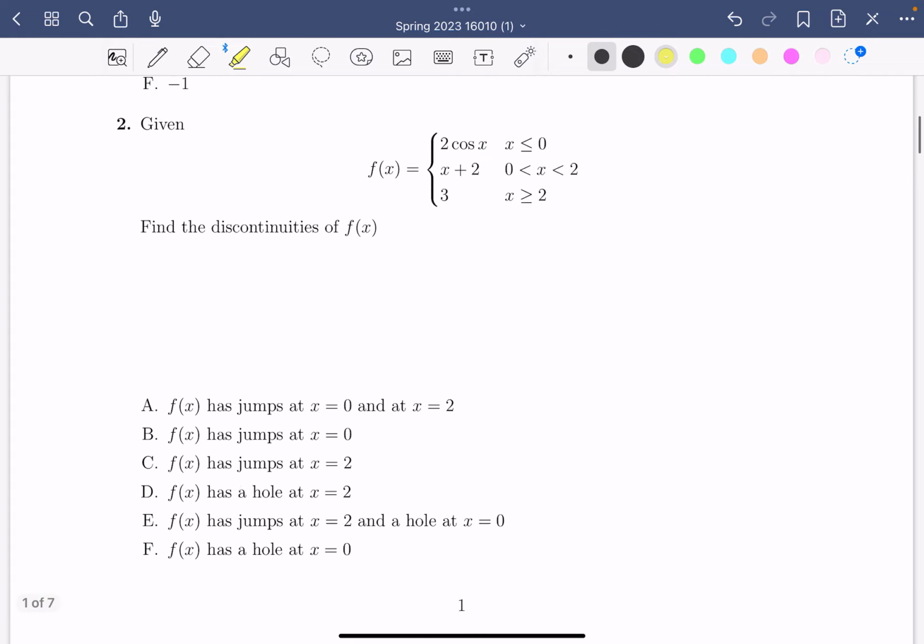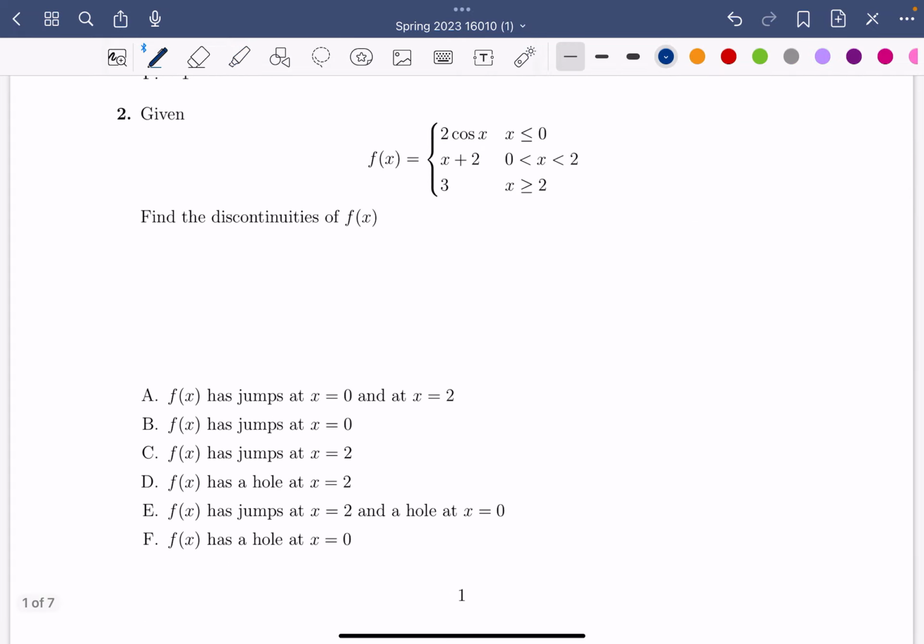Now for question 2. Given the system of equations, find the discontinuities of f of x. For discontinuities, we are looking for jumps and holes. This is a piecewise function, so we want to check at x equals 0 and x equals 2 whether the values from the two adjacent pieces, for example 2 cosine of x where x is less than 0 and the next piece, are the same.